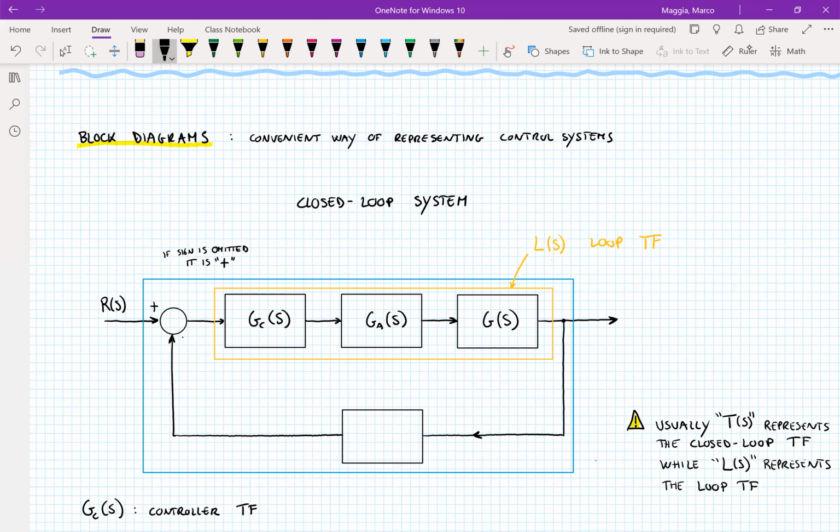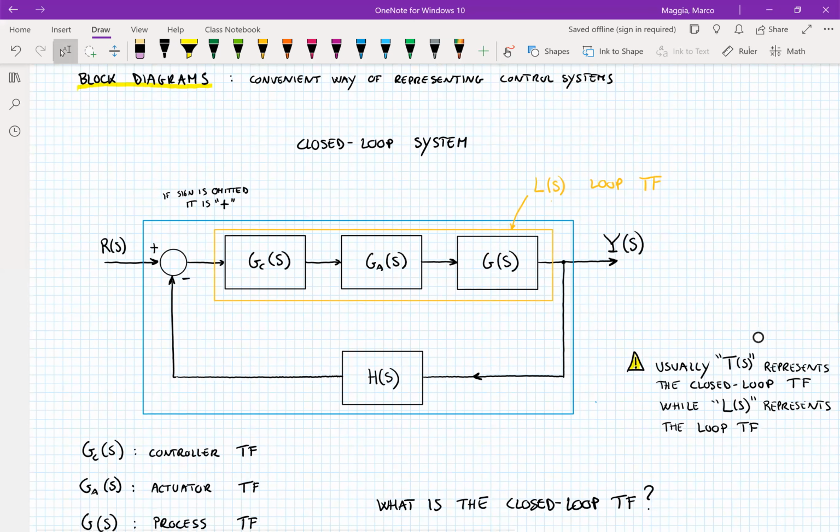And then we have the sensor that measures the actual output, whose transfer function is named conventionally H of S. And the sensed actual output is fed back and compared to the input. And so we're going to have a minus. When you have sum junctions without a sign, if the sign is omitted, it is intended that it's a plus. And finally, we have the actual output Y of S.